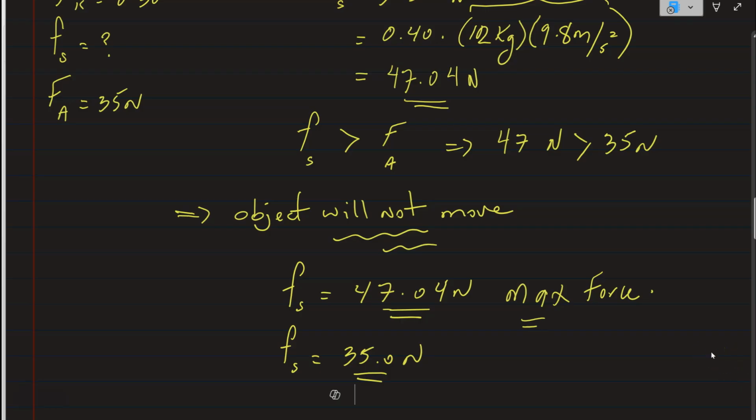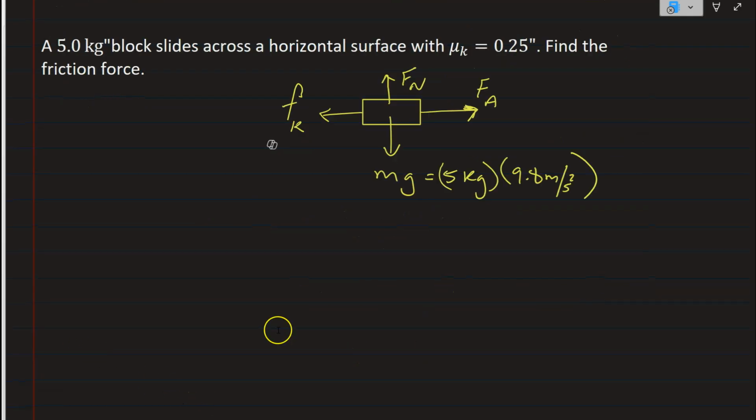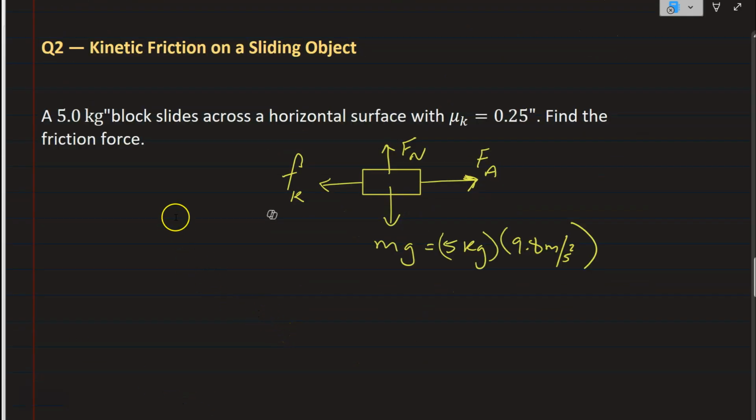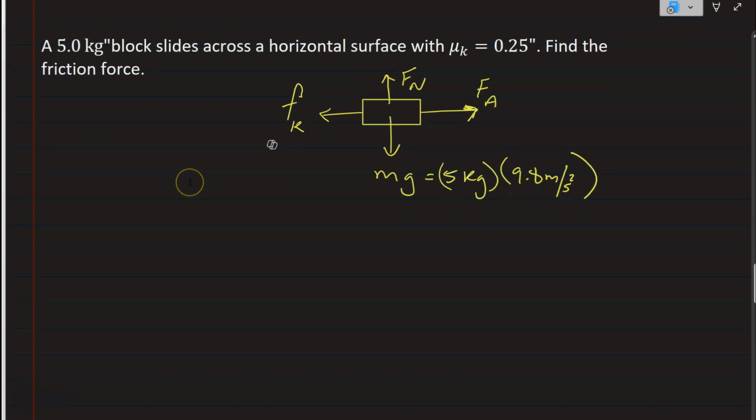Okay, now let's look at the second question. We've got a 5 kg block that slides across a horizontal surface with a coefficient of kinetic friction of 0.25. Find the friction force. Okay, so here is the free body diagram. Now, knowing that Fn and mg are the same.